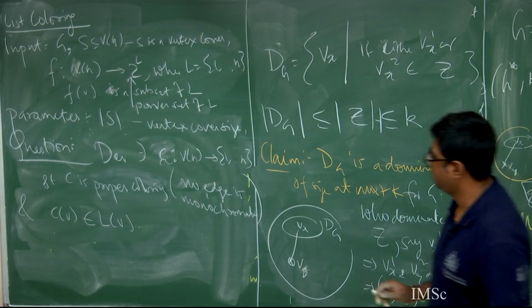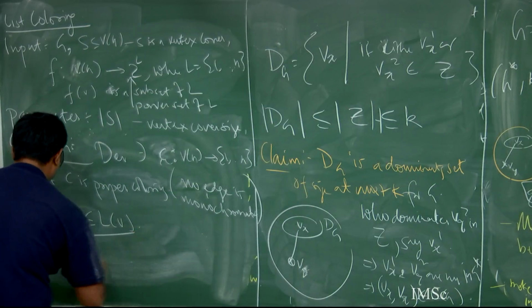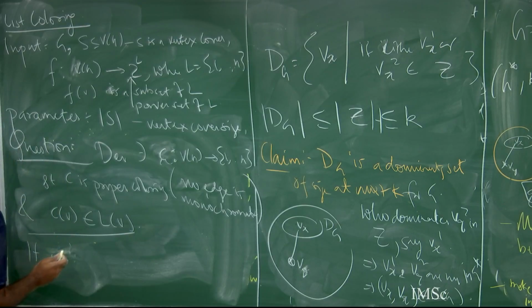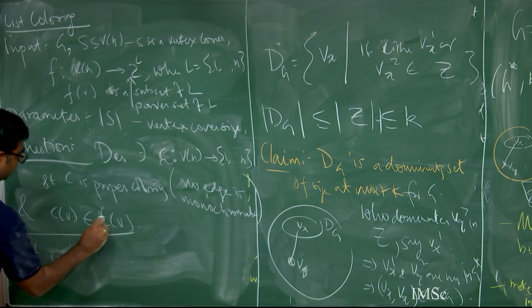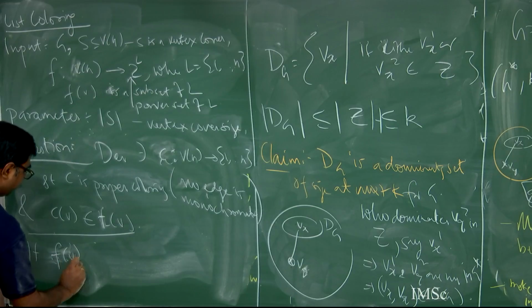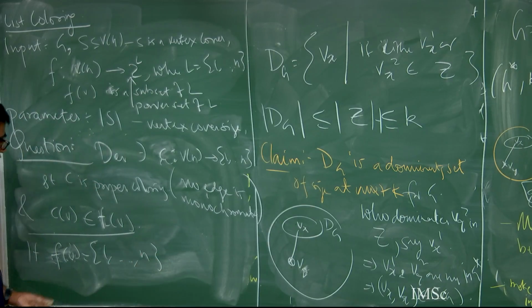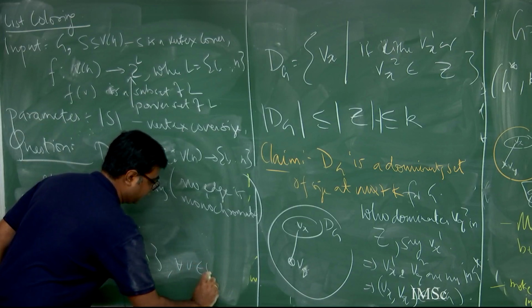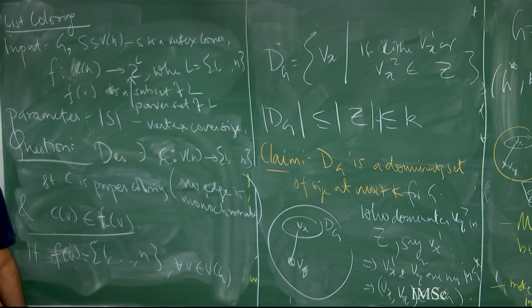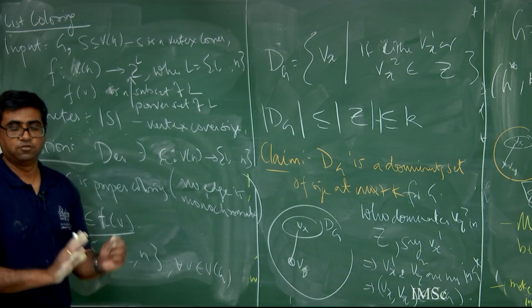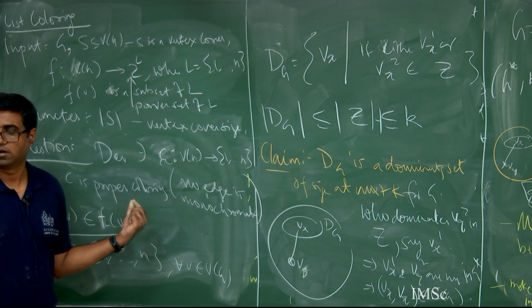For example, if f of v would have been equal to 1 to n for all v in V(G), then this is nothing but normal coloring, because I am not telling you that you cannot pick the third or fourth or fifth color. There is no restriction, so this is normal proper coloring.